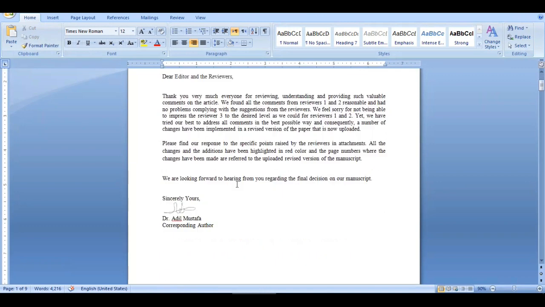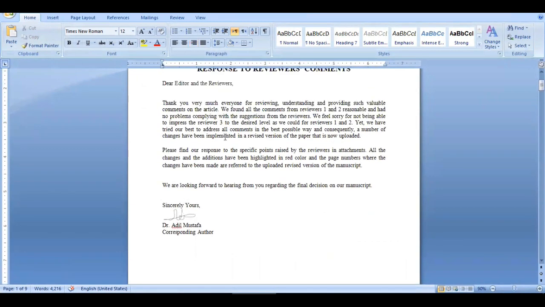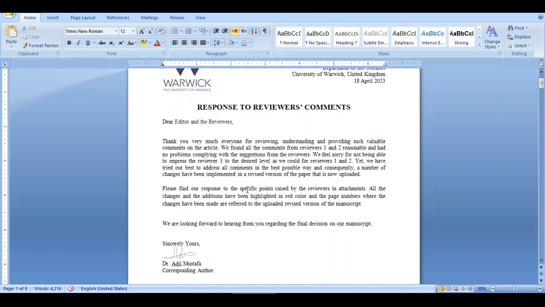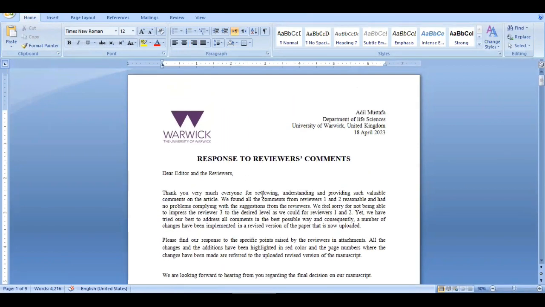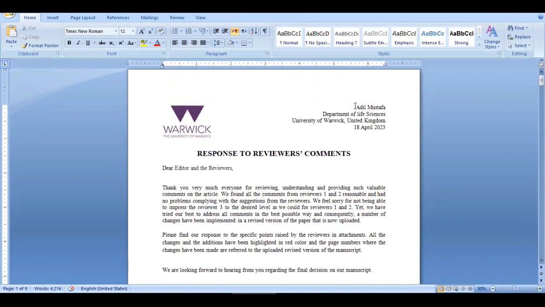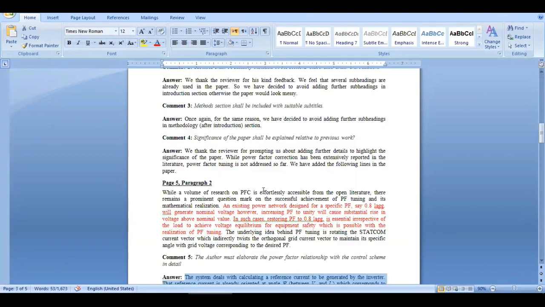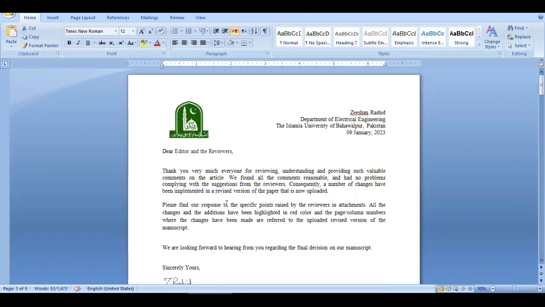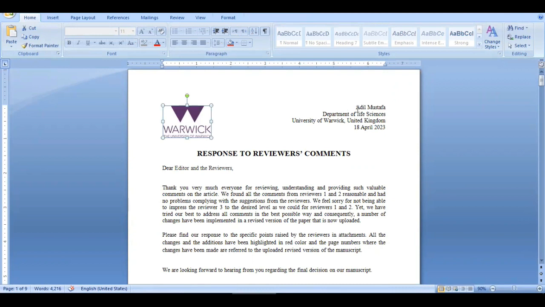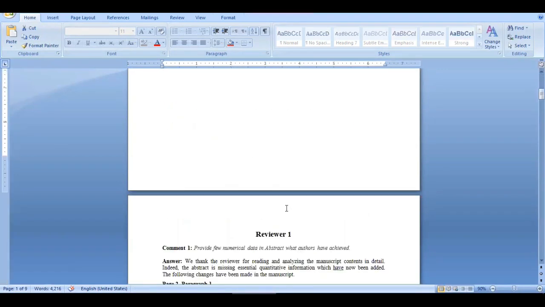This response letter is prepared by the corresponding author of the manuscript. And for this article, the name of the corresponding author has been specified. And this is the logo which represents the institute which the corresponding author belongs to. So for this article, the corresponding author is myself, and this is the logo of my institute. Similarly, this is the logo of the institute, and the corresponding author belongs to this institute.